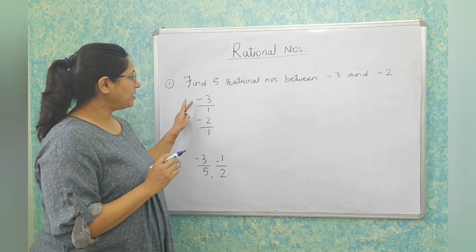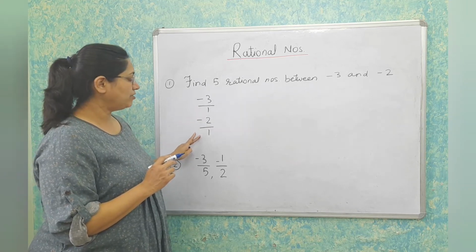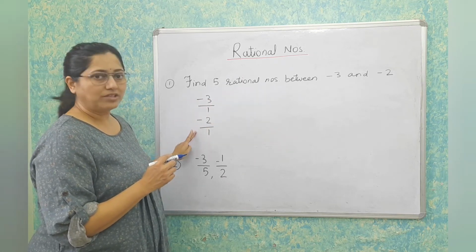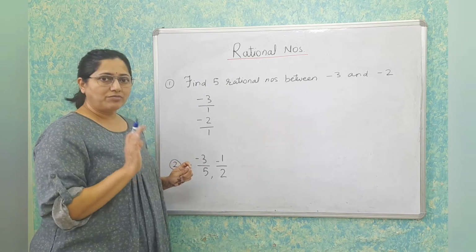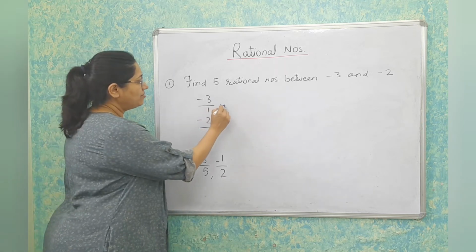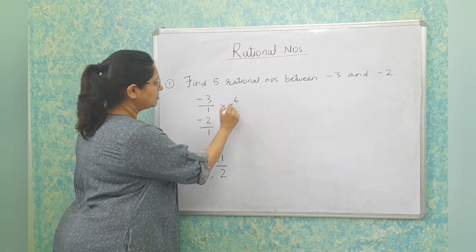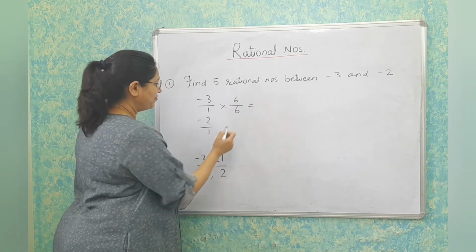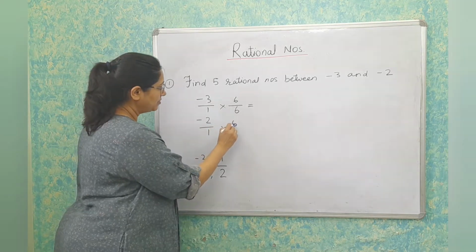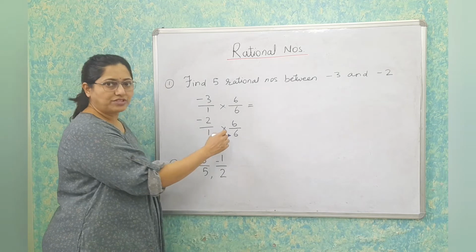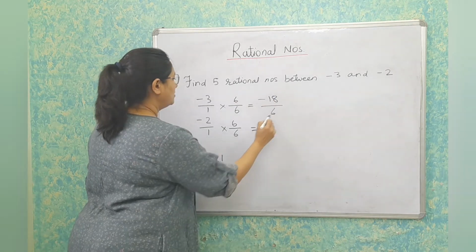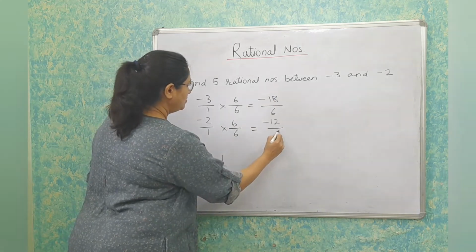So first I will multiply -3 upon 1 and -2 upon 1 with 6 because we have to find 5 rational numbers. So we will multiply both the numbers with 6. And you know we cannot multiply just numerator or denominator. We have to multiply both of them. So first I will multiply -3 upon 1 with 6. So I will write -18 upon 6. Then I have to multiply -2 upon 1 with 6. Again I will multiply -2 and 1 both with 6. So the answer would be -18 upon 6 and this one -12 upon 6.